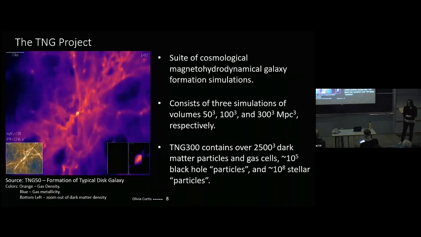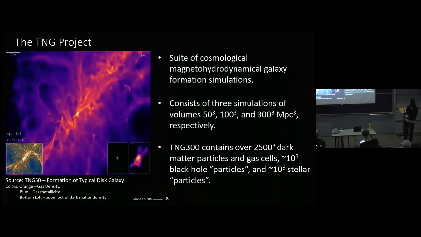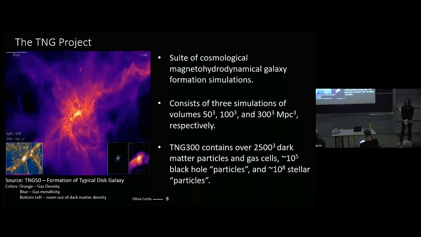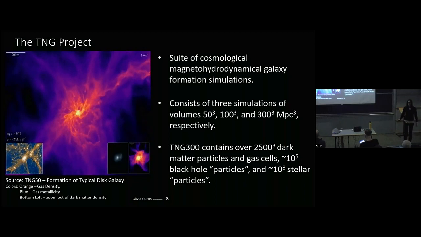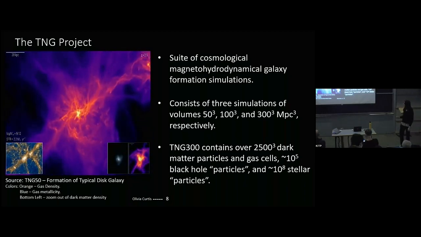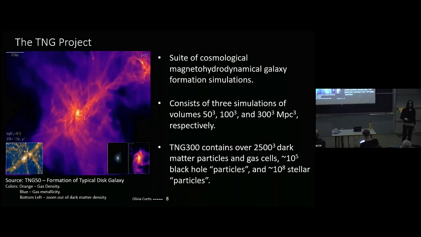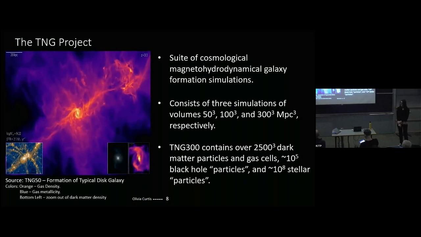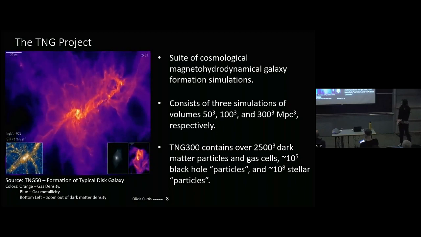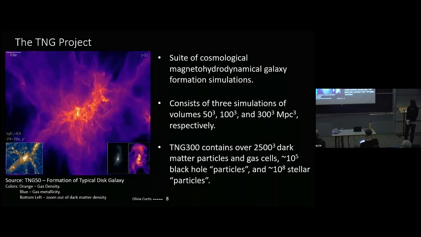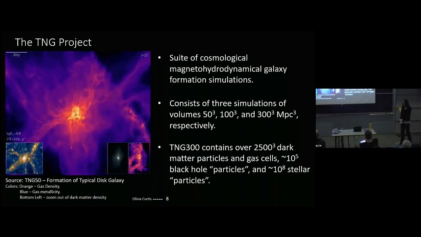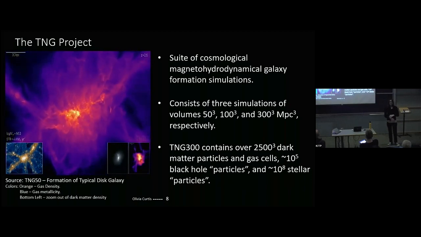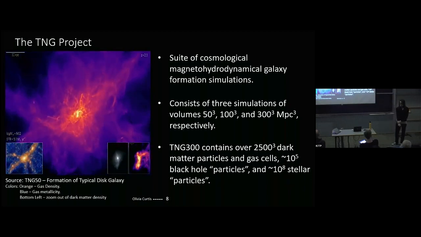So the TNG project is a suite of cosmological magnetohydrodynamical galaxy formation simulations. The suite contains 3 simulations of volumes 50, 100, and 300 cubic megaparsecs respectively, where TNG300, which is the one that I'll be using in my study today, contains well over 2,500 cubed dark matter and gas particles, 10 to the 5th black hole particles, and around 10 to the 8th stellar particles. The purpose of this simulation suite was to simulate the formation and evolution of as realistic looking galaxies as possible.